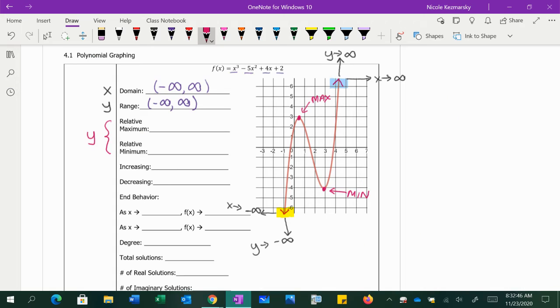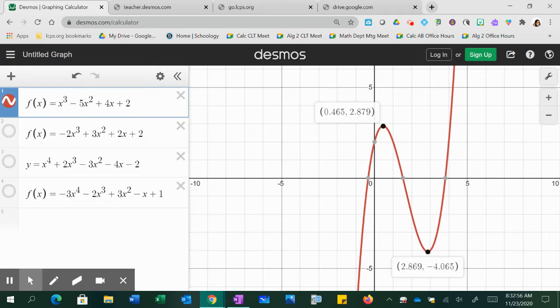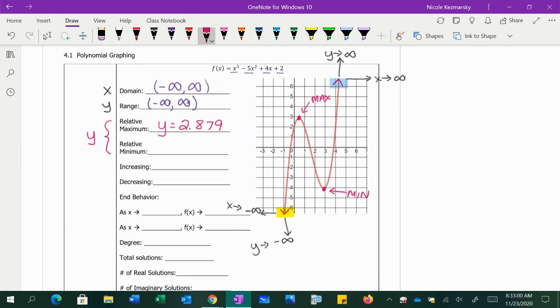So I'm going to head back over here and say y equals 2.879. And then for the minimum, negative 4.065. So we'll say y equals negative 4.065. So that's maximum and minimum.